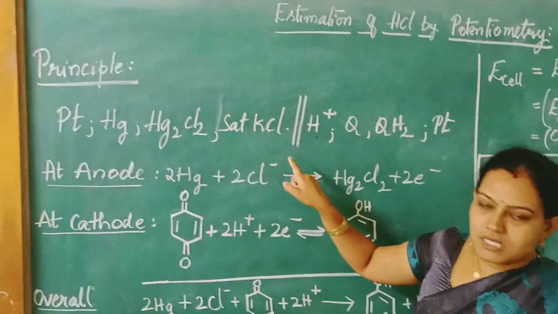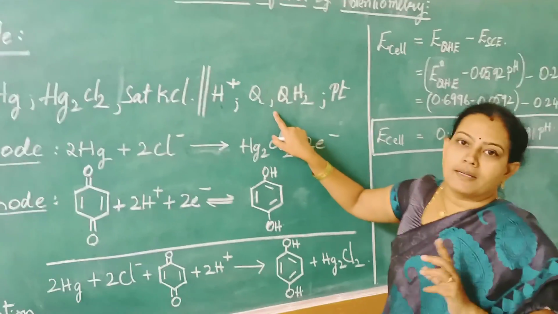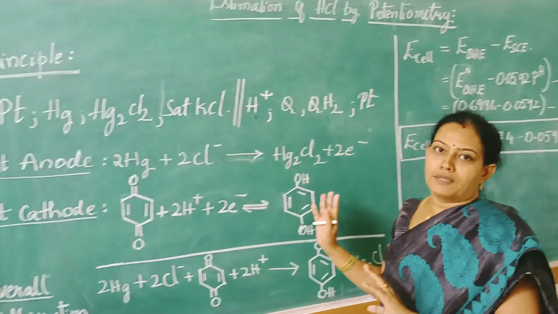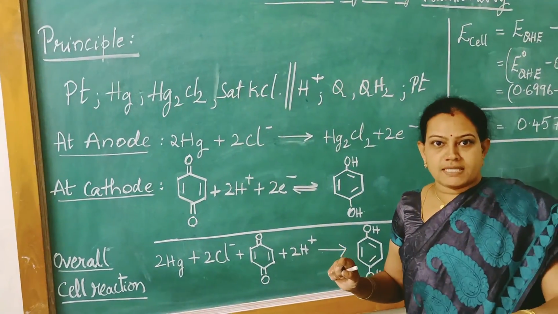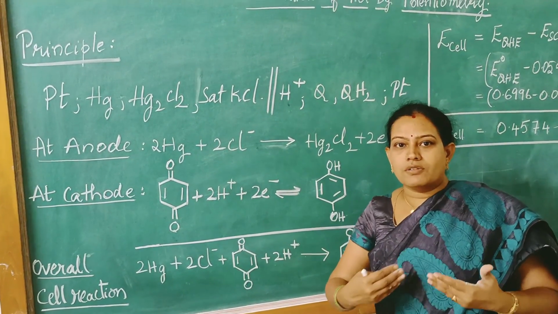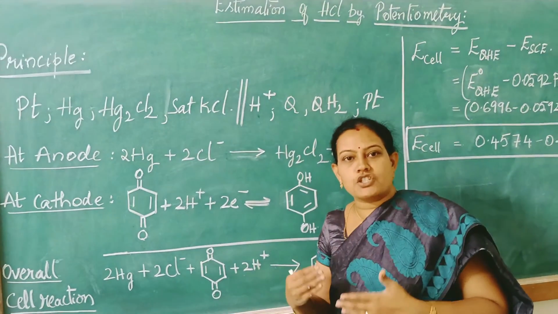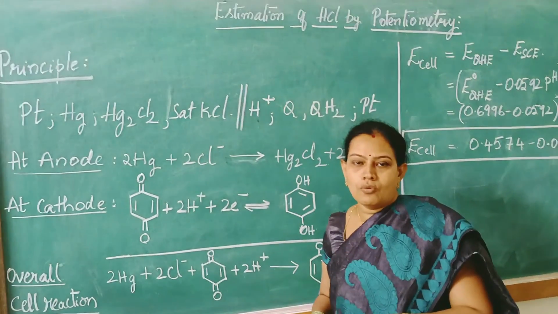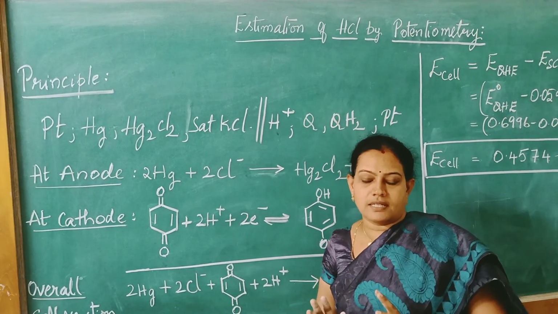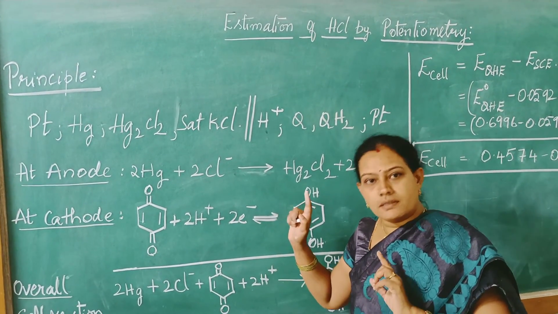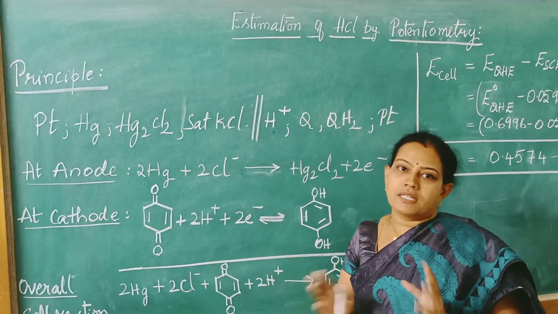In this estimation of HCl, we are going to use two electrodes. One is the saturated calomel electrode and the other is the quinhydrone electrode. With the help of these two electrodes, we will use a potentiometer connected to them to read out the potential difference of the cell. With the changes in the potential difference values, we will know where exactly the acid and base have completed their reaction, that is, neutralization. So this endpoint study is made with the help of potential difference values without using an indicator.